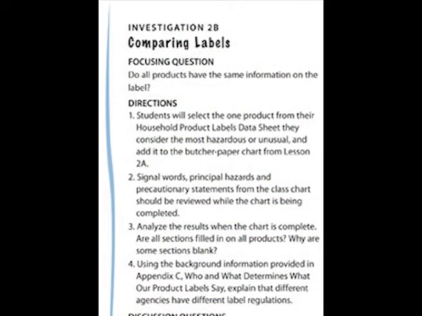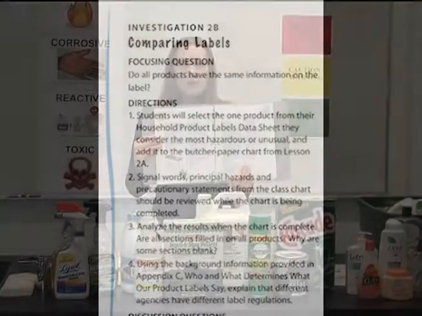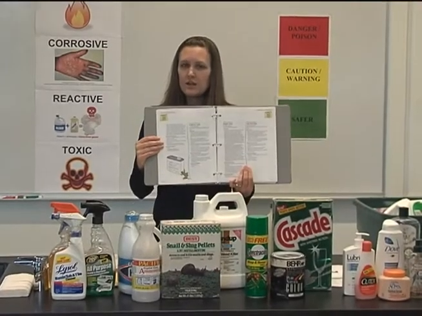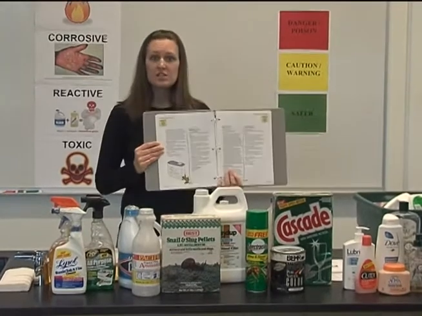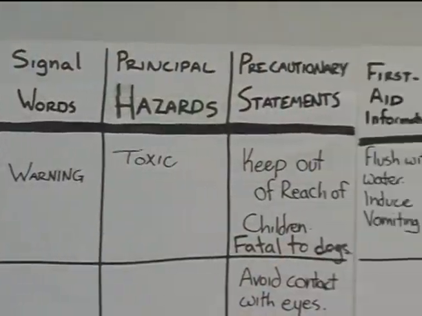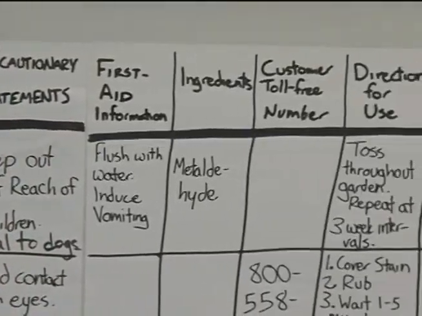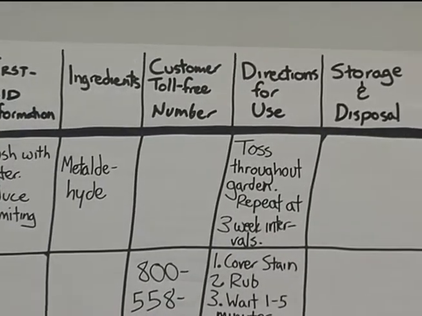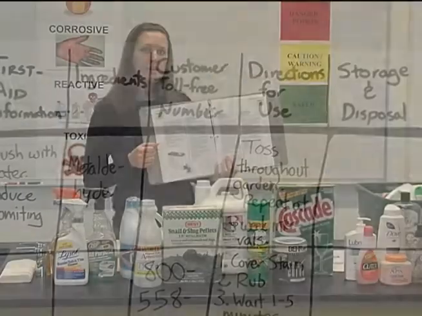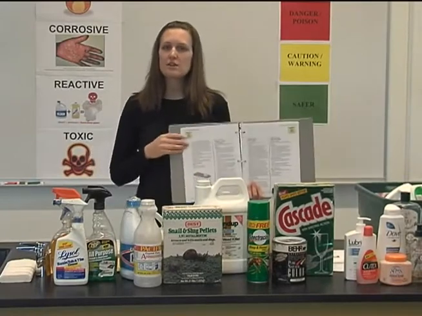Investigation 2B, titled Comparing Labels, asks students, do all products have the same information on the label? From the household product labels data sheet they completed as homework, students will select one product they consider the most hazardous and add it to the class chart from the first investigation. Analyze the results when the chart is complete.